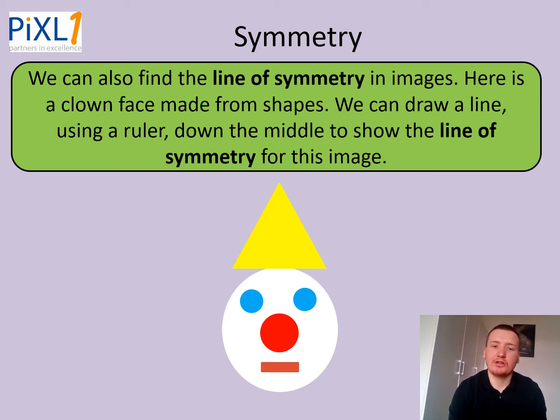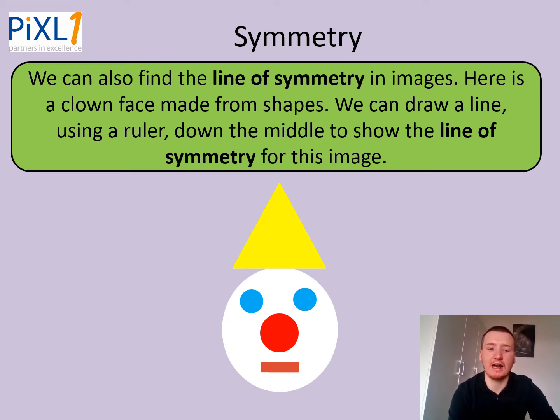A slightly trickier question that you might get in your test, you might have a question like this where we have a picture, obviously it's a clown, but there are some key shapes on there. We can also find the line of symmetry in images like this. Here is our clown face from shapes. We can draw a line using a ruler down the middle to show a line of symmetry for this image.